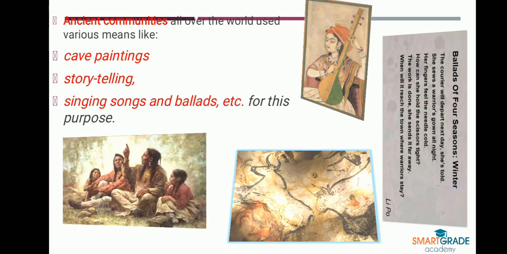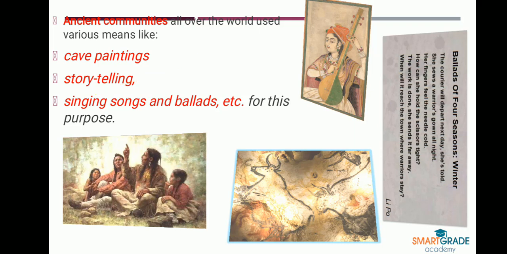Ancient communities all over the world used various means. In ancient communities, there were no pens and papers, but still they wrote histories, and those histories were written on cave paintings. Over here you can see a picture which shows a cave painting. In Maharashtra you can see cave paintings in Ajanta.